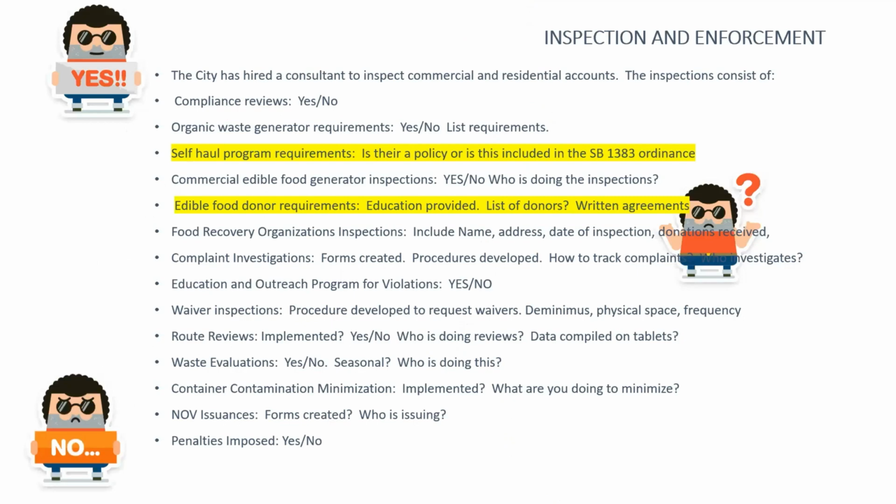Great. So one of the requirements of SB 1383 is that you have an inspection and enforcement program put together. I'm not going to go through every one of these bullets, but when you do an inspection program, you should be looking for compliance. If your organic waste generator requirements are listed, do you have any requirements put together for self-haulers? And is there a policy, or does this include self-haulers in your SB 1383 ordinance?